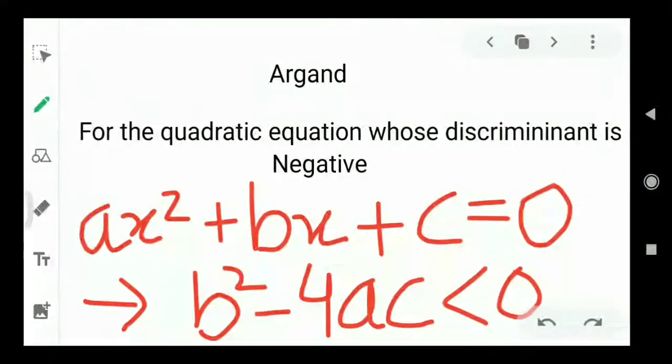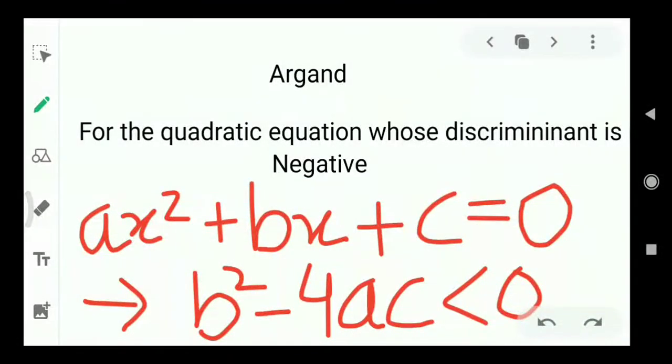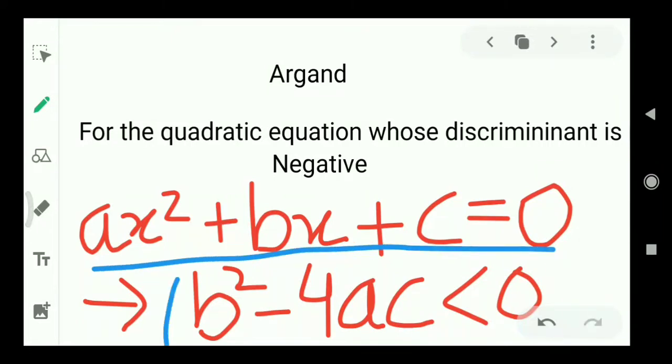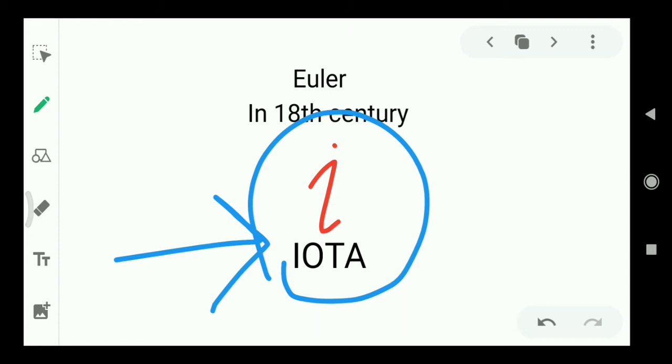First of all, the mathematician Argand started thinking about the quadratic equation whose discriminant is a negative value. Here is your quadratic equation and the discriminant is taking a negative value. What about the solutions to these equations? After that, Euler in the 18th century named this symbol iota. So, this is how complex numbers originated.